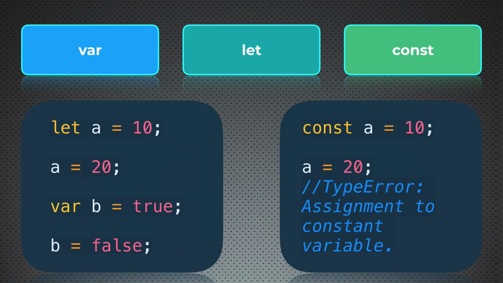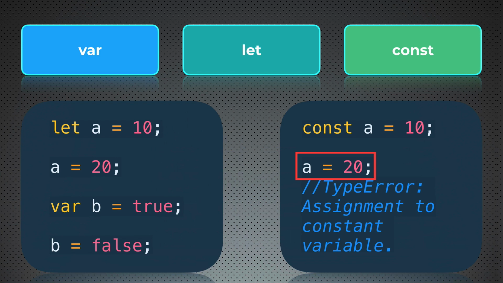Same with var. On the third line, we declare variable b and assign value true to it. And on the last line, we reassign the value of the variable b. And finally, its value will be false. Let's now look at the right example with const. On the first line, we declare and assign a value to the variable a. And on the next line, we try to perform reassignment of the variable a.